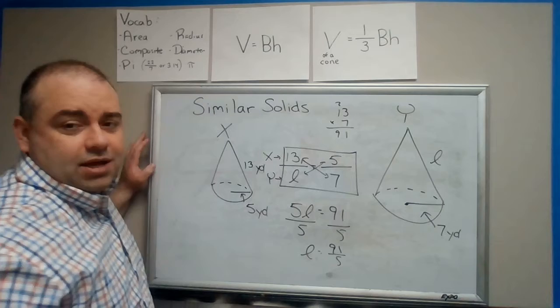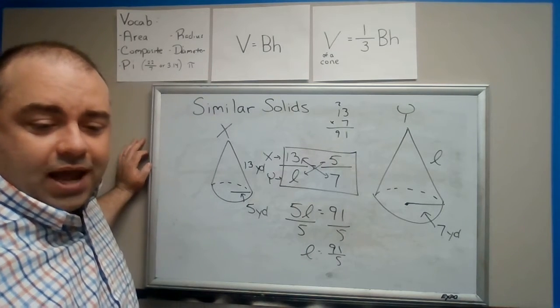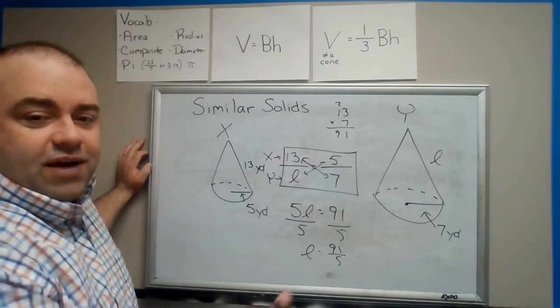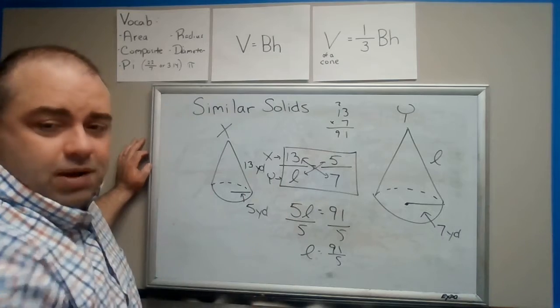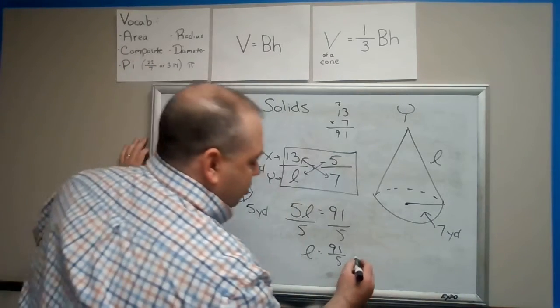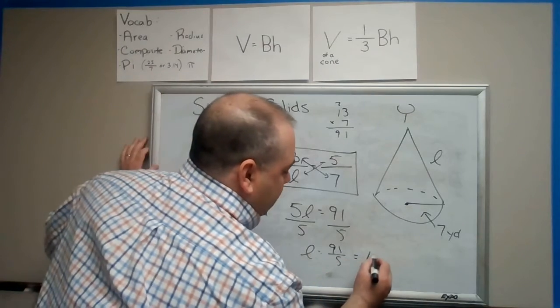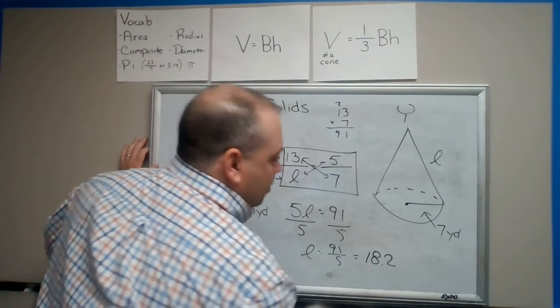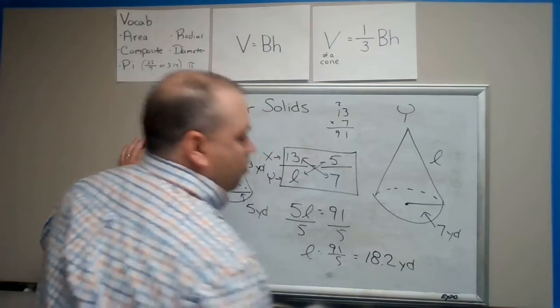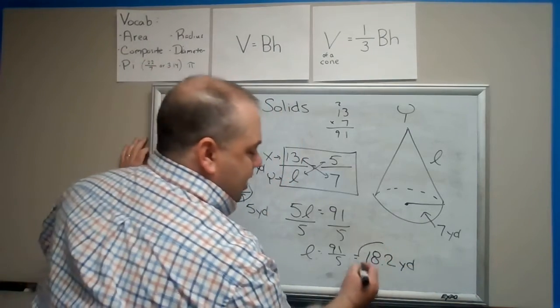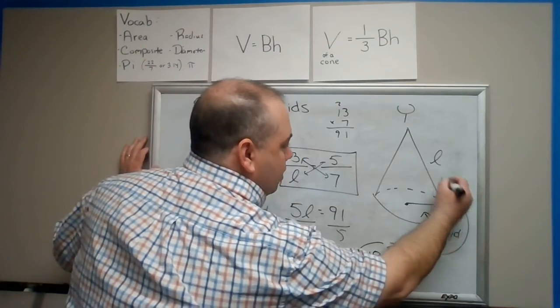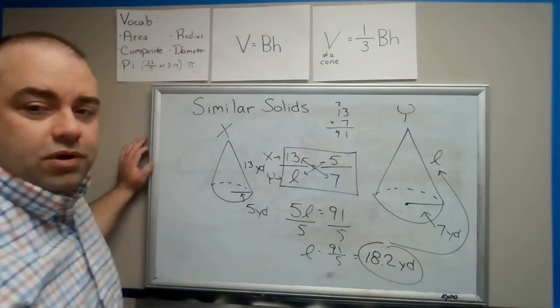And you're like, yay, that's great, but that's not very helpful for an answer. So I'll calculate it. I could use a calculator or I could use scratch paper. I will end up with 91 divided by 5 is 18.2 yards. What does that tell me? That tells me that this slant length is 18.2 yards.